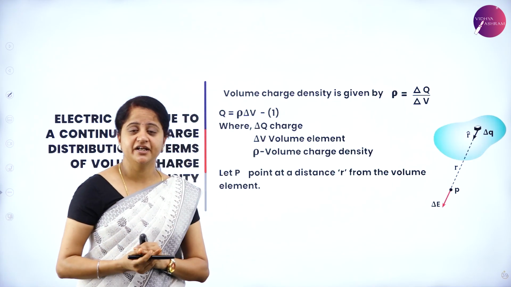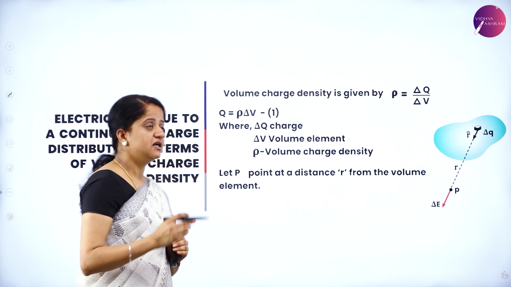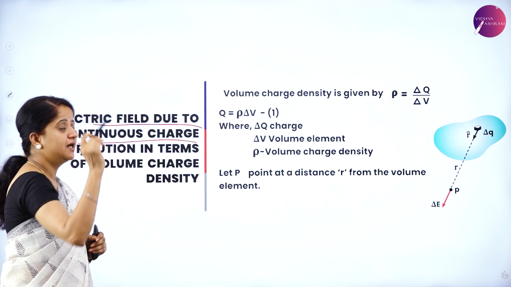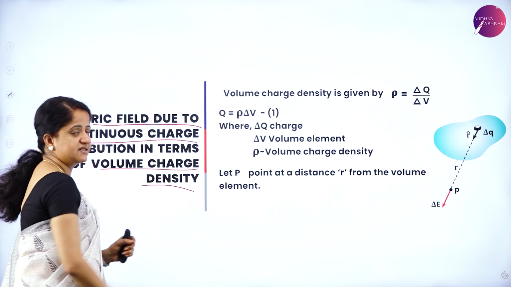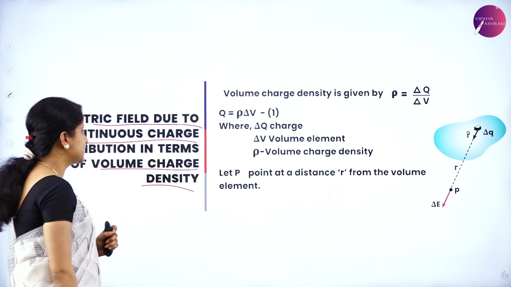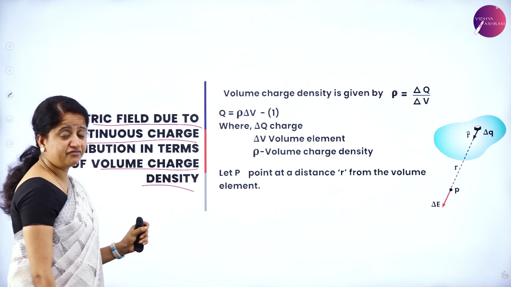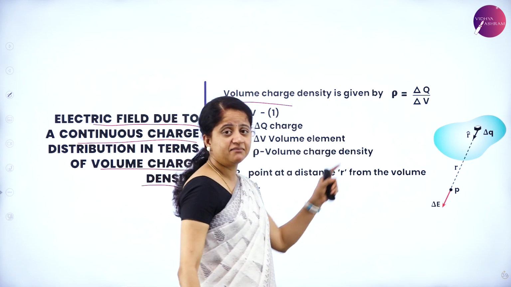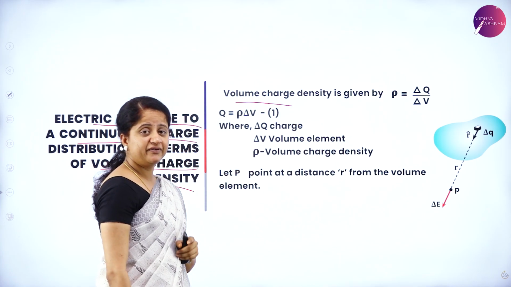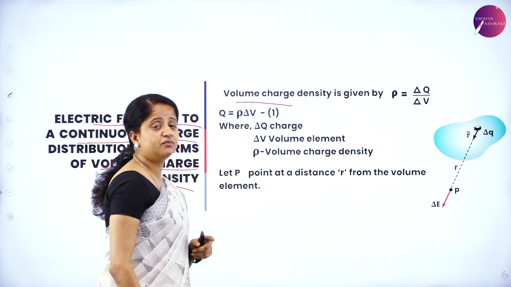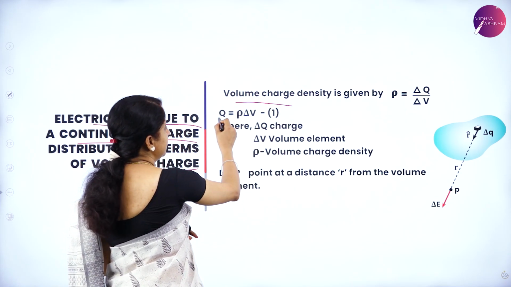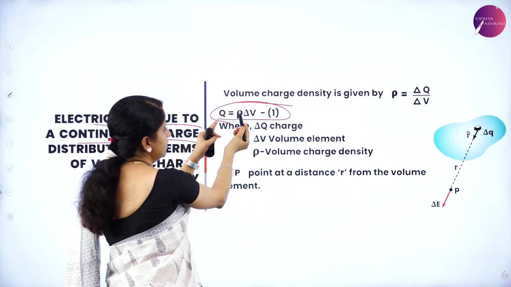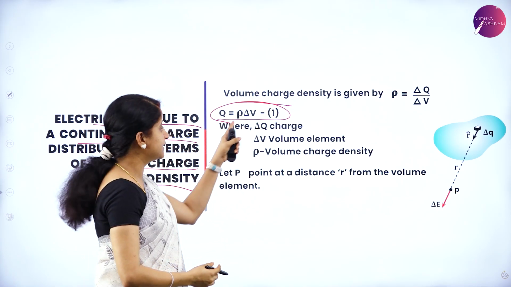Having an idea about the types of charge densities, now we have to derive the electric field due to a continuous charge distribution in terms of volume charge density. We are considering a volume charge density and finding the electric field due to a continuous charge distribution. But we know volume charge density is given by rho is equal to delta Q divided by delta V, that is charge per unit volume of a conductor. So from that we can write Q is equal to rho into delta V. The total charge is equal to rho into delta V. I'll take it as equation 1.